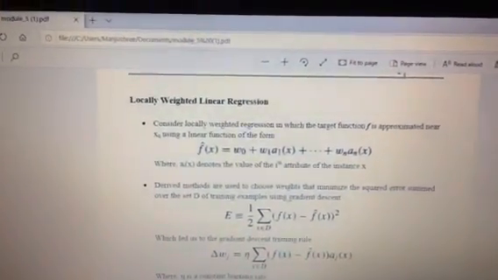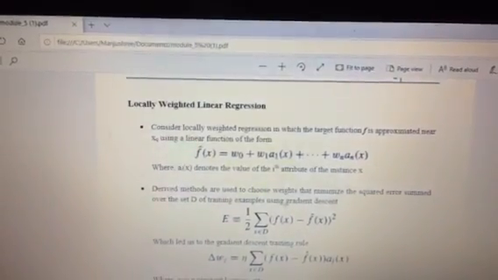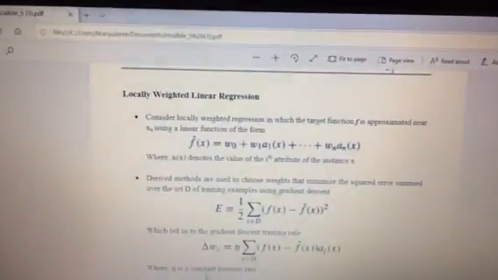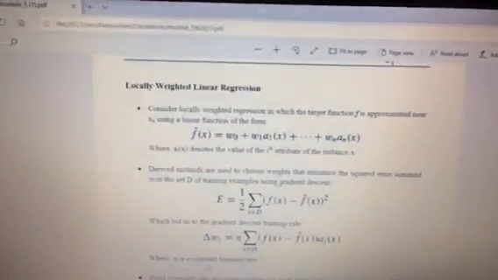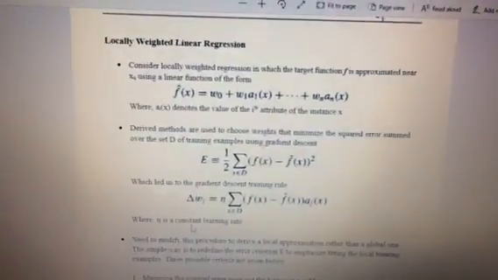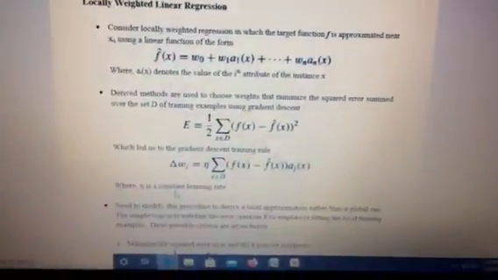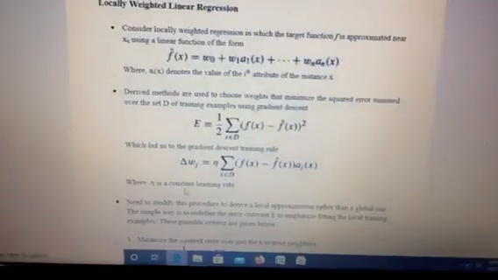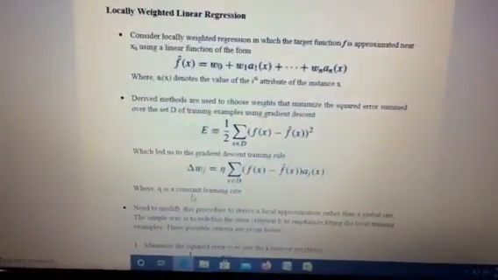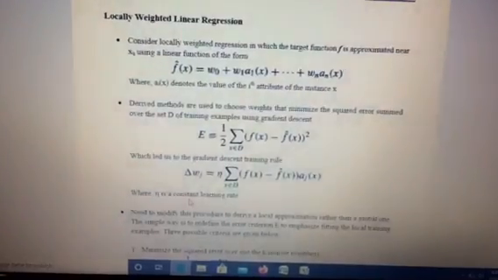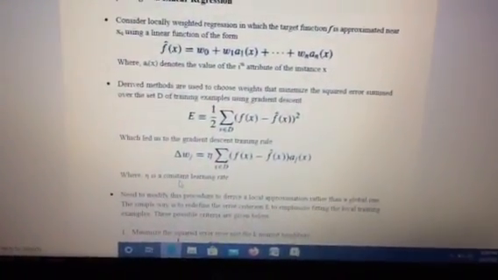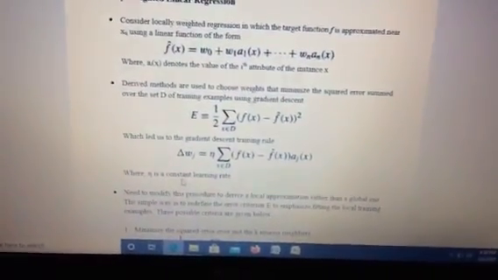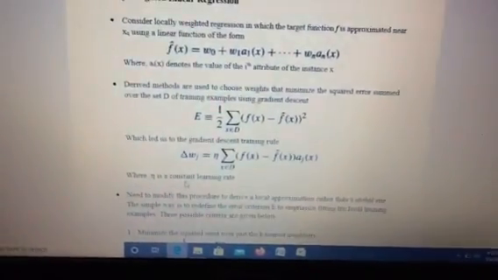F cap of x equals w0 plus w1 a1 of x plus w2 a2 of x plus up to wn an of x, where a1, a2, a3 up to an indicate the attribute values of an instance. The weights are chosen by the gradient descent rule itself. When we consider the gradient descent rule, we have to remember the error function. So how did we get the error function? By differentiating the weight.